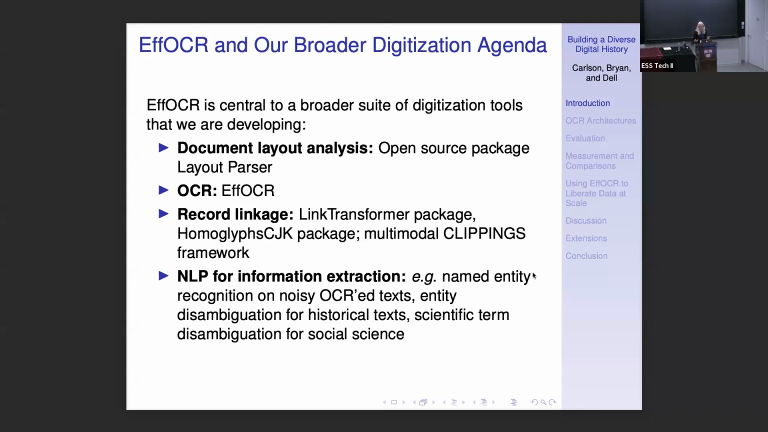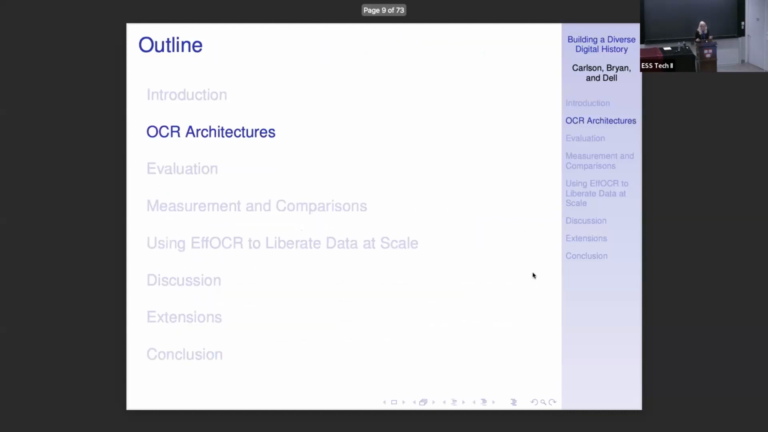FOCR is central to a broader suite of digitization tools that my lab is developing or has developed. We have an open source package for document layout analysis called Layout Parser. We have some packages for record linkage, so link transformers, which is using transformer large language models to do record linkage and other data wrangling tasks in an easy to use interface. We have a package for visual record linkage for CJK.